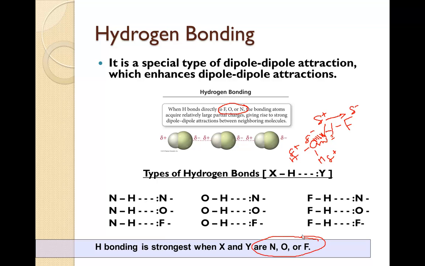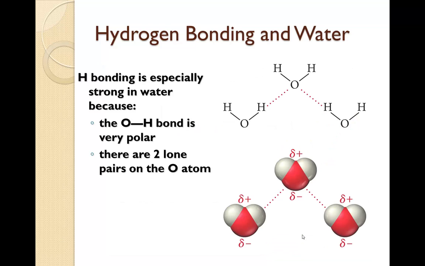So let's take a look at water, because we talked about it in the previous tutorial. H bonding is especially strong in water because the OH bond is very polar, meaning that this hydrogen is going to be partially positive and the oxygen partially negative because oxygen is electronegative. Just as a small review, fluorine is the most electronegative element. As we get closer to fluorine, the atoms get more electronegative. Oxygen is right next to fluorine on the periodic table, meaning it's really electronegative.